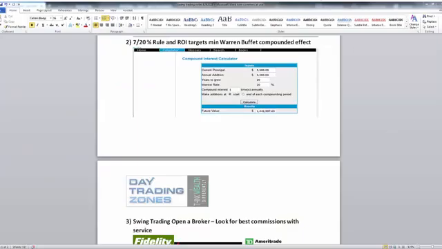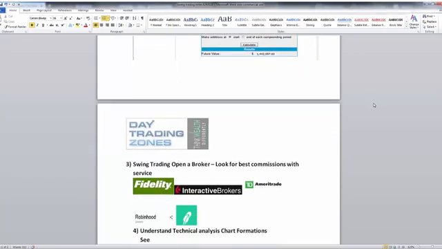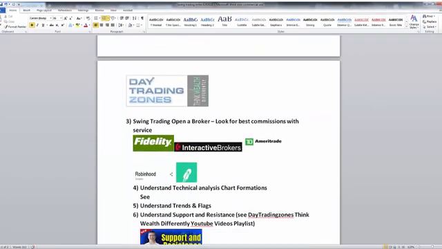Rule number 3 of swing trading for beginners, be prepared. In swing trading, you need to find a good broker account. I like those. Look, I don't make any commissions telling you that. There's no link in my bio yet. With this, I like Fidelity, Interactive Brokers, TD Ameritrade. Robinhood, I'm very new at this. I was playing with it with my kids.